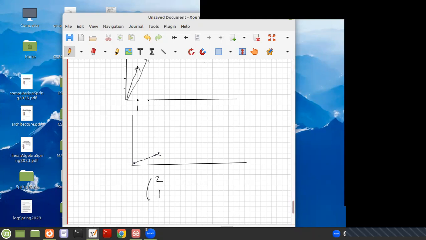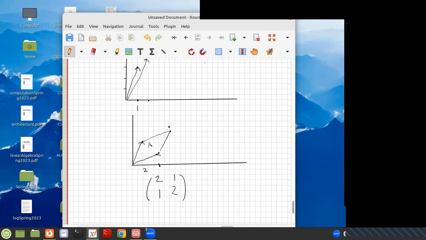And then let's say, how about 1, 2? It's going over 1 and up 2 here, like this. So there's the parallelogram. Now we really know what this area is. Let's look at this length here. This is 2. But this is the other vector here.